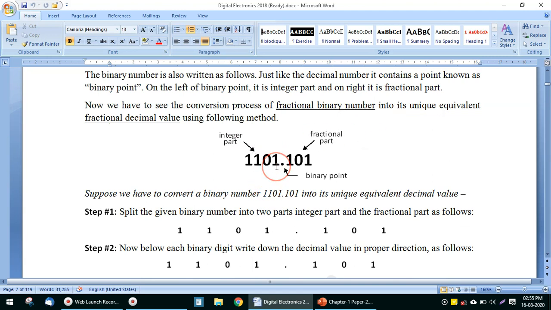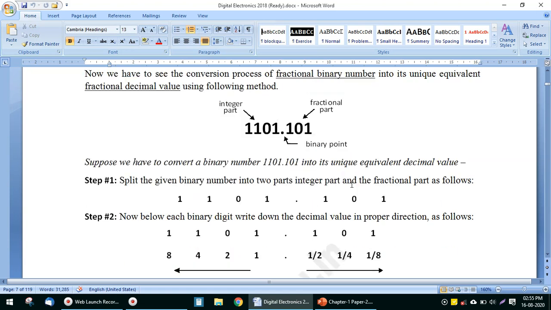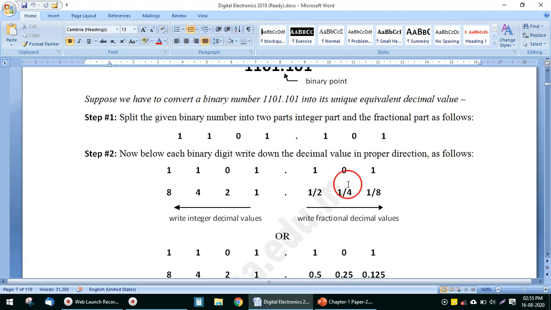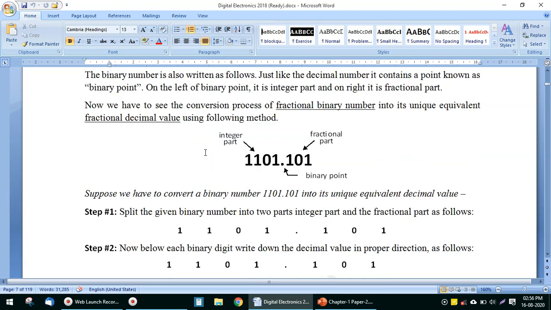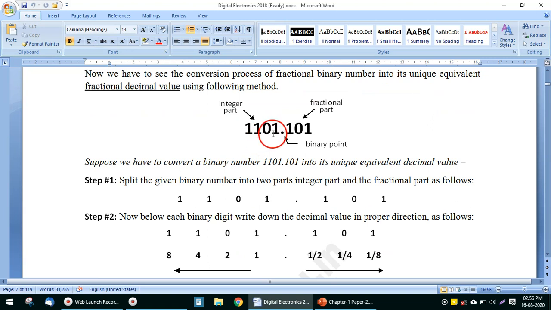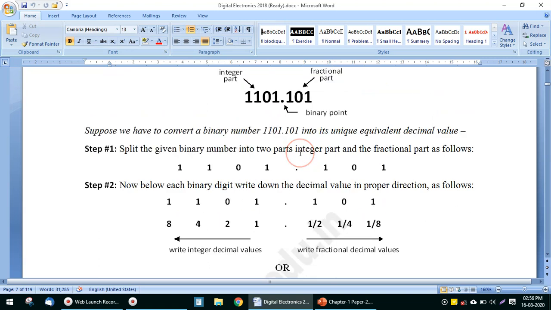Here this fractional binary number is actually a mixed binary number. There are 3 parts of this mixed binary number. The left part is called the integer part, the right part is called the fractional part, and the middle point is known as the binary point. Now we have to see the procedure over here, how to convert the given mixed binary number, for example 1101.101, into its unique equivalent decimal value.